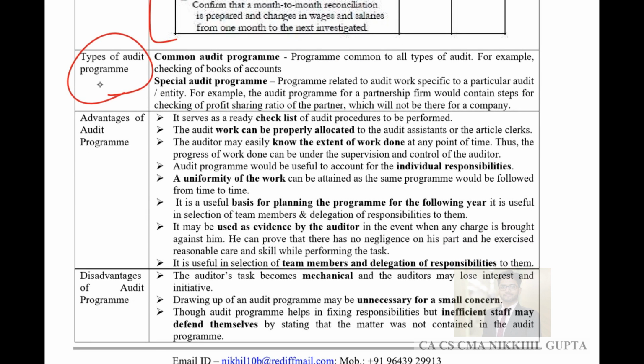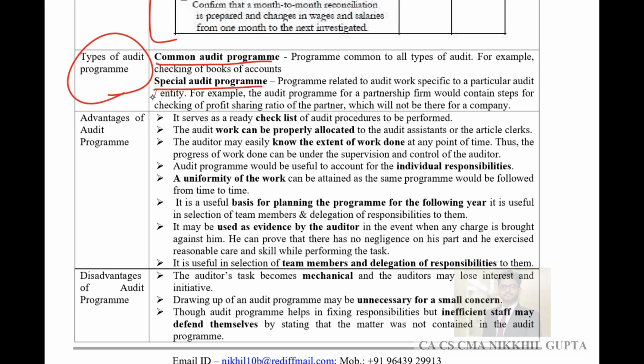Then what kind of audit programs are there? There are two kinds of audit programs: common audit programs, which are common to all types of audit. Like there are certain basic things which are necessary in every audit, like secretarial books are to be seen in every audit. So the audit program will definitely have secretarial books for all the companies, because secretarial books are required to be maintained by all the companies.